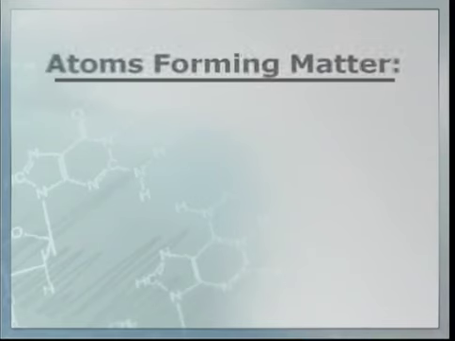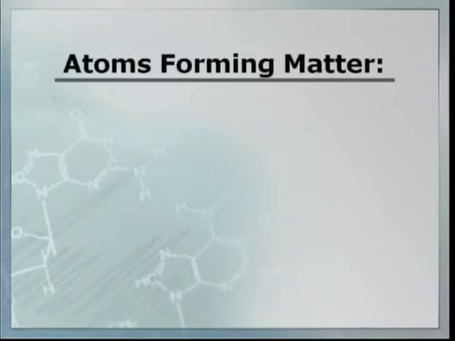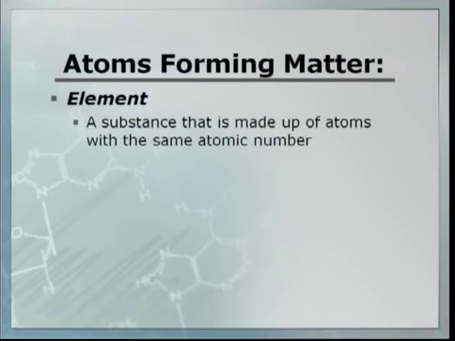So by definition, we can talk about the following now in terms of making atoms. We can define something called elements. An element is nothing more than a substance that is made up of atoms with the same atomic number. So that's how we organize the building blocks of matter.